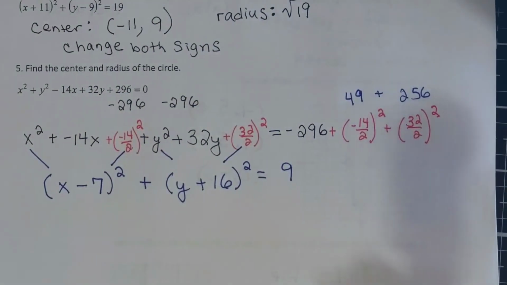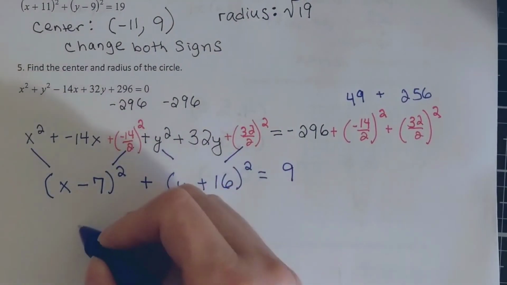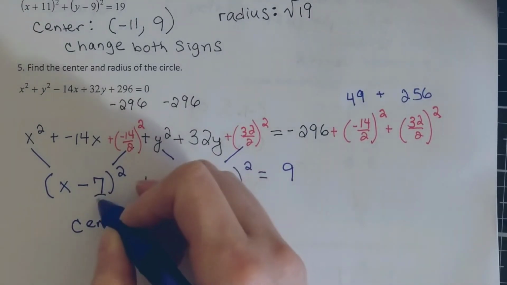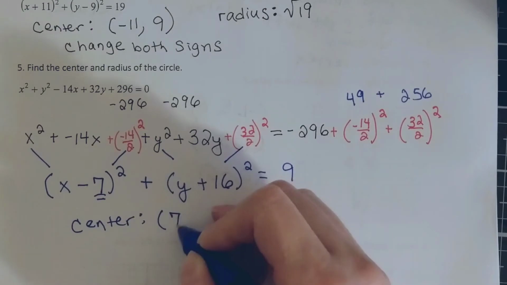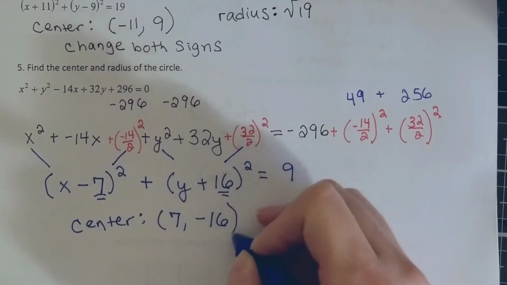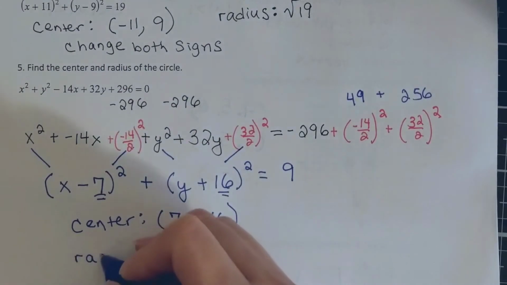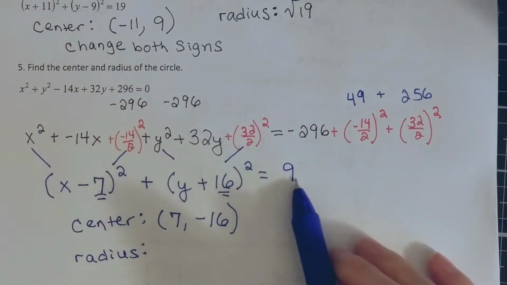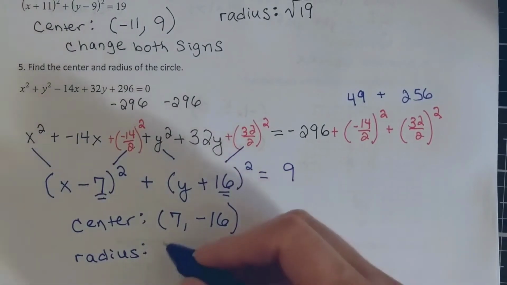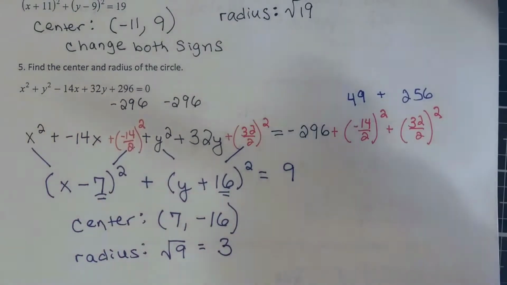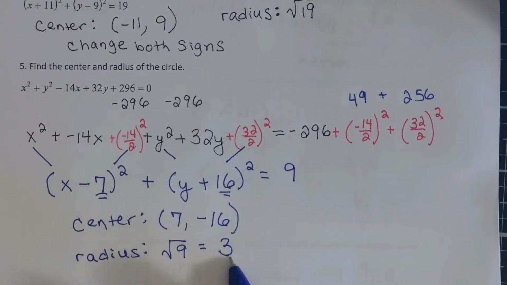And then I just need to find the center, so don't forget to change your signs. So you're looking at this number, so 7, and this number, we change our signs, negative 16. And our radius, and this is probably more what I would see on the test, it's going to be 9, but you have to square root the 9. So the real answer that would be on the test that you'll be looking for is 3.